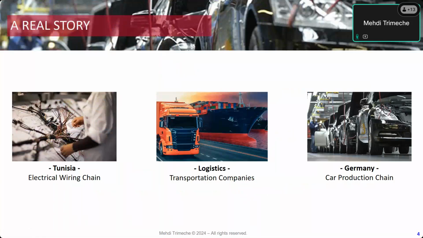Okay, so the story is about a leading supplier of automotive components specialized in manufacturing wiring systems for prestigious German car brands. The company was established in Tunisia in the beginning of the 90s and has a long-standing presence in the region. It invested in infrastructure, equipment, and resources to ensure a high level of product quality. The selection of Tunisia among other countries was for many reasons.